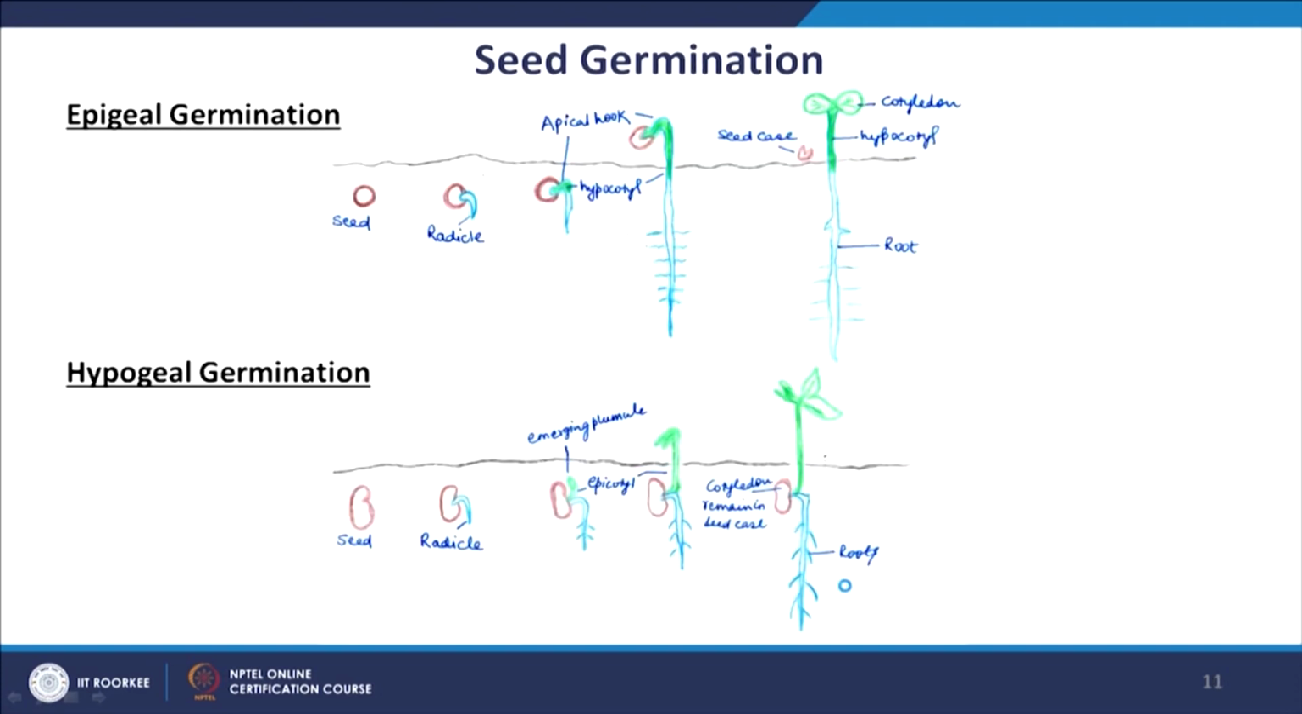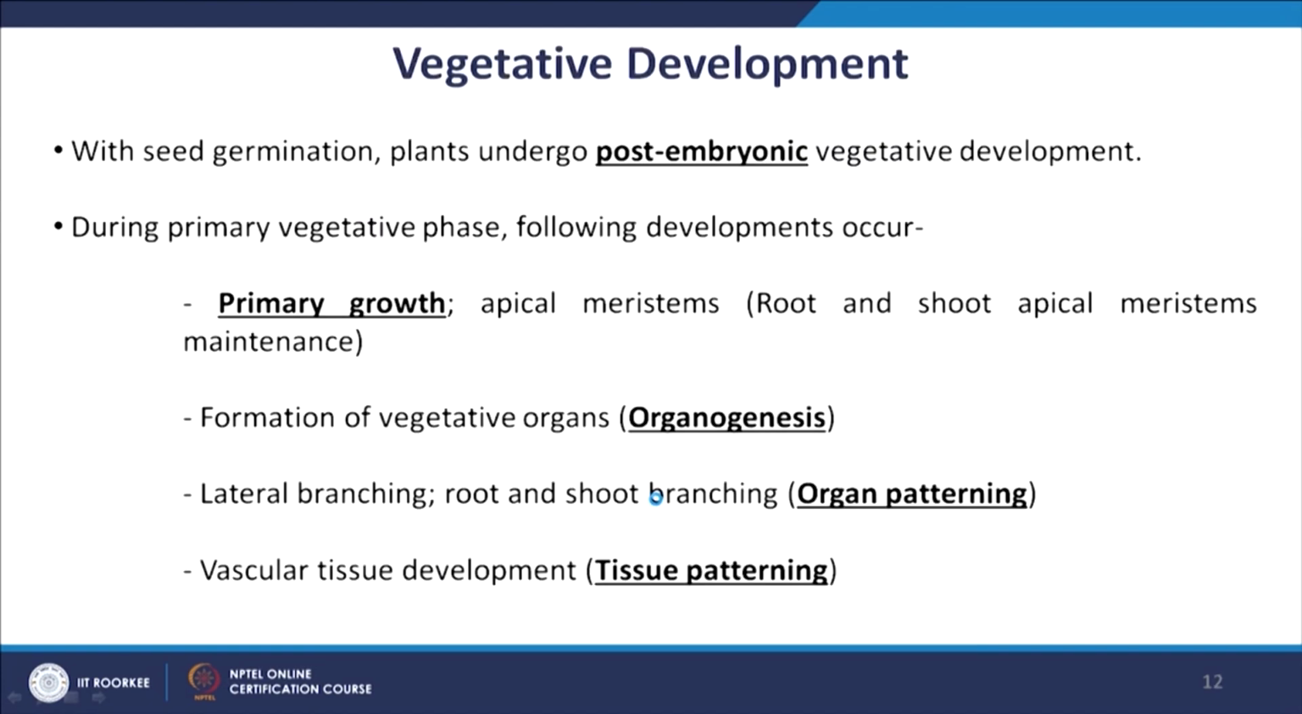This is the typical example of epigeal germination and hypogeal germination. As you can see here, when the hypocotyl region elongates, the cotyledons come outside. In case of hypogeal, when the region between shoot apical meristem and cotyledons elongates, the cotyledons remain underground. Next developmental stage is the vegetative developmental stage.